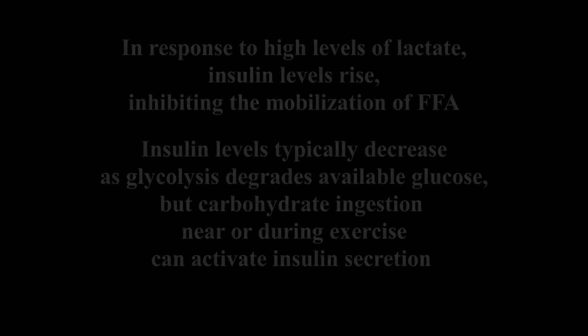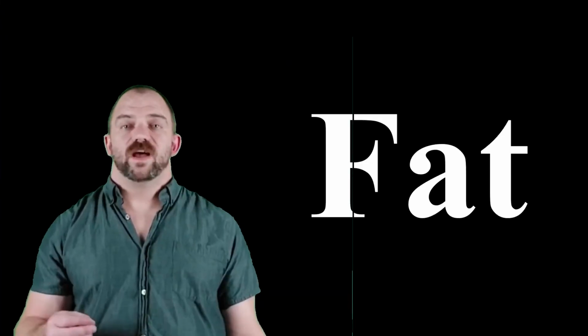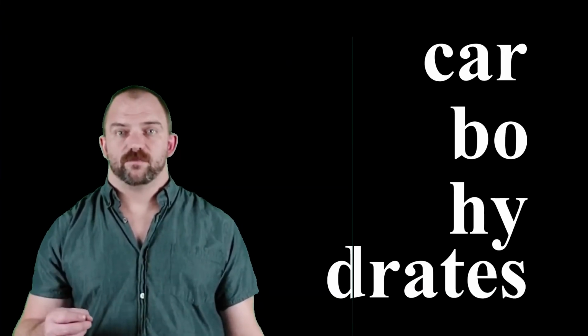Free fatty acid mobilization is inhibited by insulin and high levels of lactate. Insulin directly inhibits lipolysis. Normally, blood insulin levels decrease during prolonged exercise. However, a high-carb meal or drink 30 to 60 minutes before exercise increases glucose levels and triggers more insulin to be released from the pancreas. So as insulin goes up, lipolysis goes down, which decreases fat metabolism and increases the reliance on carbohydrates. We've said it before and we'll say it again. Fat burns in the flame of carbohydrates.